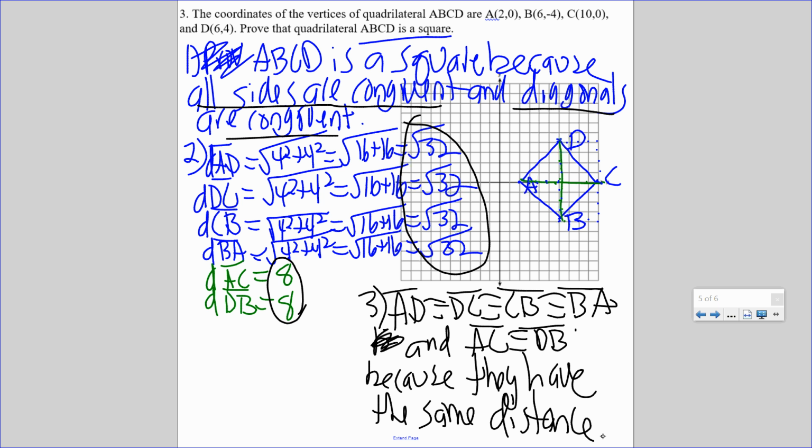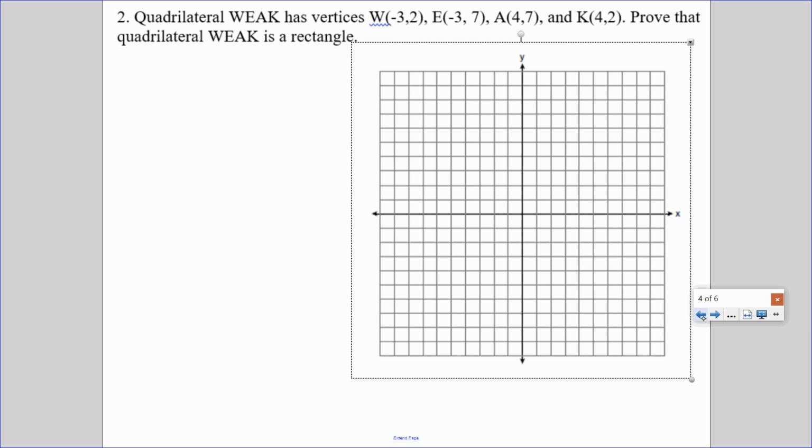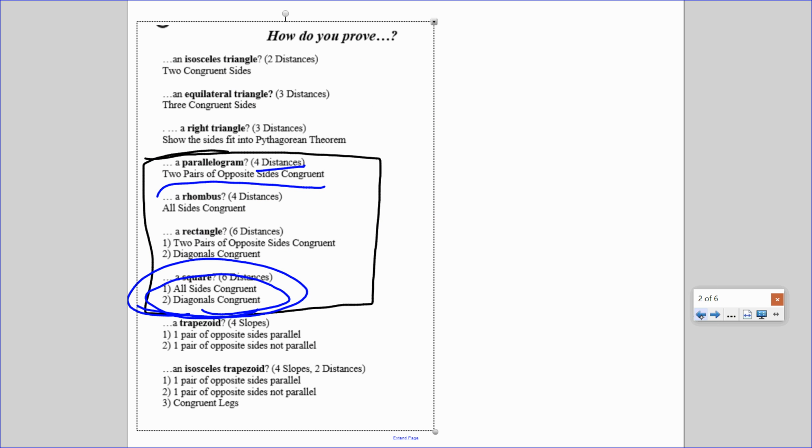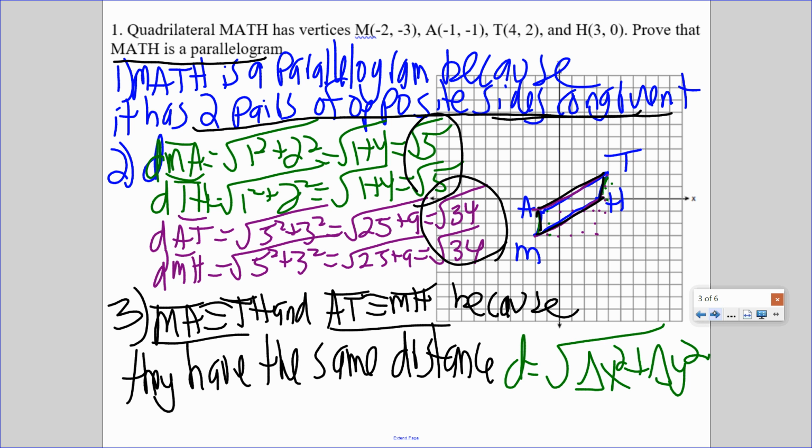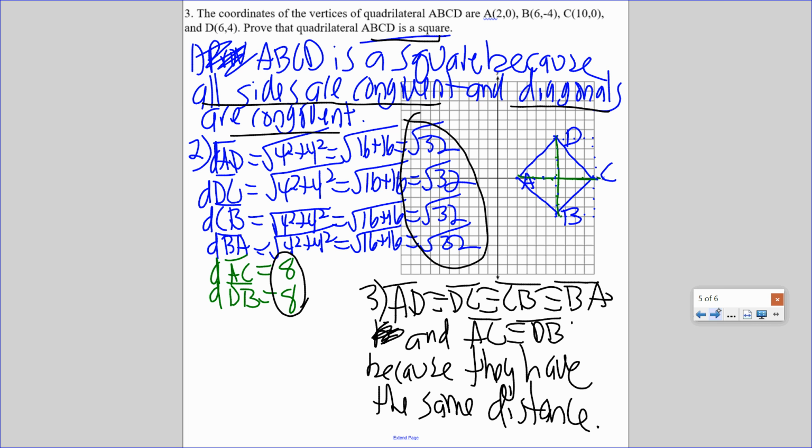So again, one, state what they want you to prove, and then look back at your how do you proofs. The answer to that is there. In this case, all sides congruent and diagonals congruent. Then you calculate all the distances. When there's diagonals involved, for rectangle and square, there's 6 distances. And then tie it together. I said that all sides are congruent, so tell me what sides are congruent and diagonals are congruent. Tell me what diagonals are congruent. And step 3, it's always because they have the same distance.